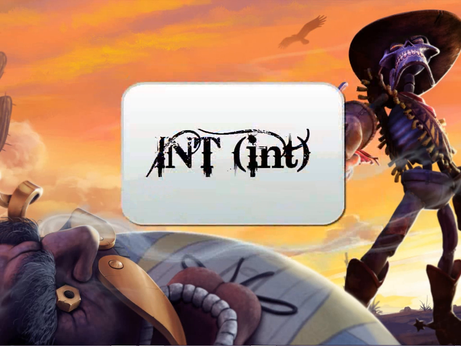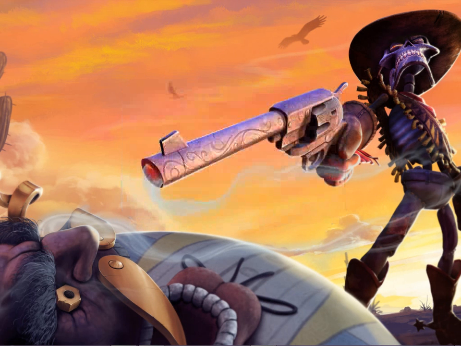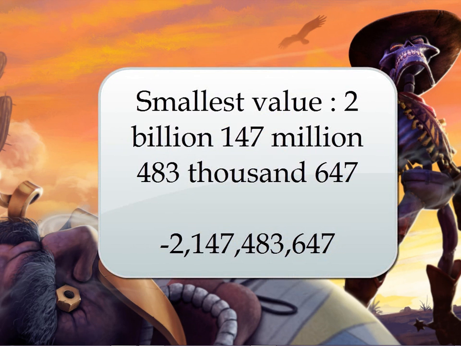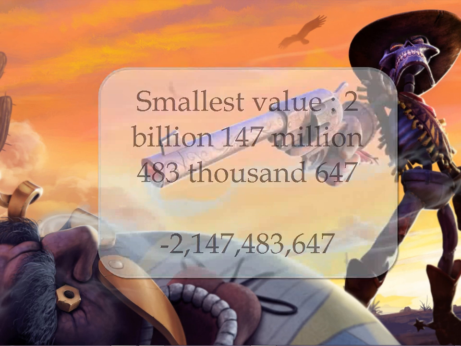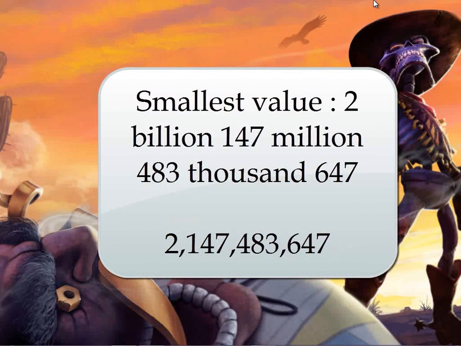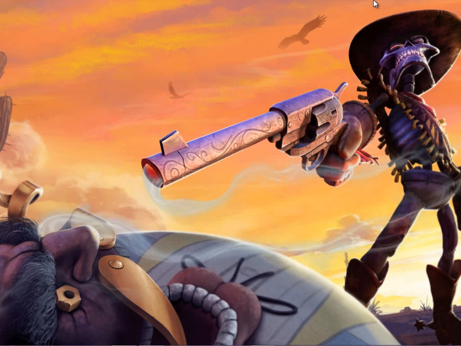So what is int? Int can hold 32-bit signed integers. Signed integer means a valid integer value, and the smallest possible value of an integer variable is -2,147,483,648, and the largest possible value is 2,147,483,647. So quite a large value.